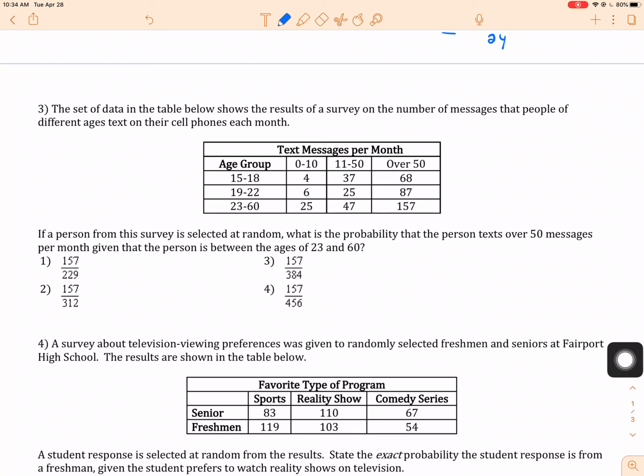Number 3, the set of data in the table below shows the results of a survey on the number of messages that people of different ages text on their cell phones each month. So different age groups and how many people fit into each group of how many texts they send per month. Okay, so if a person from the survey is selected at random, what is the probability that the person texts over 50 messages per month given that the person is between 23 and 60? So probability they text over 50 given that they are between 23 and 60.